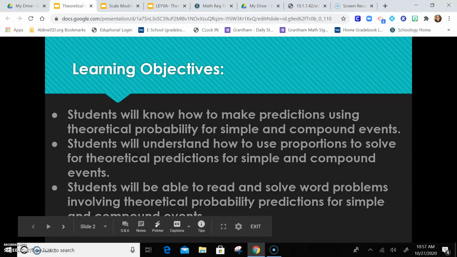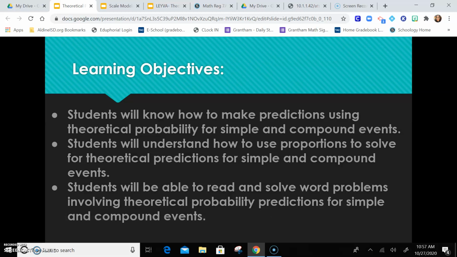Our learning objectives: students will know how to make a prediction using theoretical probability for both simple and compound events. Students will understand how to use proportions to solve for theoretical predictions for simple and compound events. And lastly, students will be able to read and solve word problems involving theoretical probability predictions for simple and compound events.